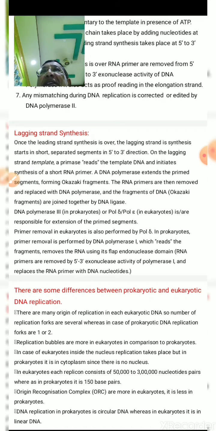The origin recognition complex, ORC, is very complex in eukaryotes and less so in prokaryotes. DNA replication in prokaryotes involves circular DNA, whereas in eukaryotes it is linear DNA.